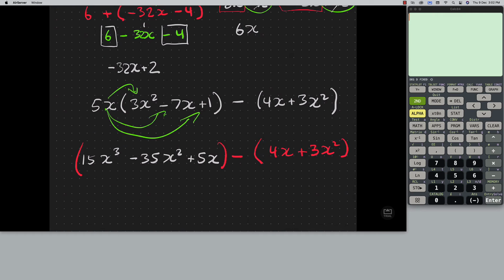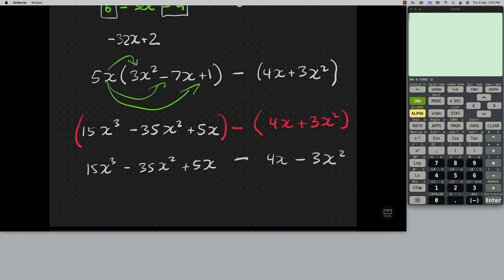So what are we doing when we're subtracting? We're going to change the signs of everything. Just to visualize this for you, I'm going to rewrite it. So I've got 15x cubed minus 35x squared plus 5x plus negative 4x minus 3x squared. These two here will go together to be a negative sign.